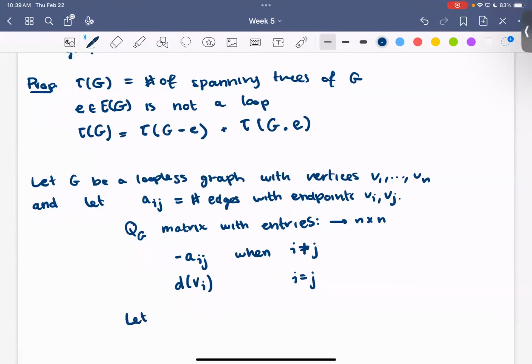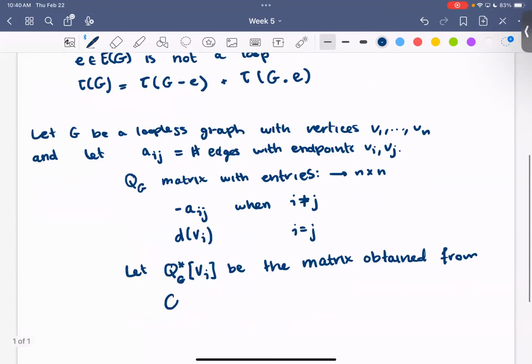So I'm gonna let Q star G, I'm gonna use square brackets, of V sub i, be the matrix obtained from Q G by deleting the row and column corresponding to the vertex V. So we're going to delete the ith row and column.